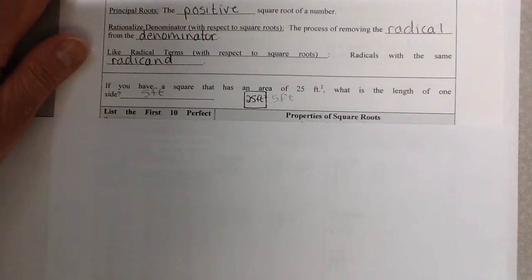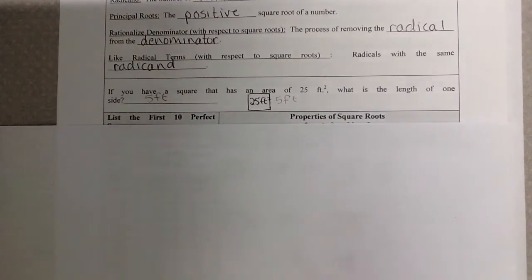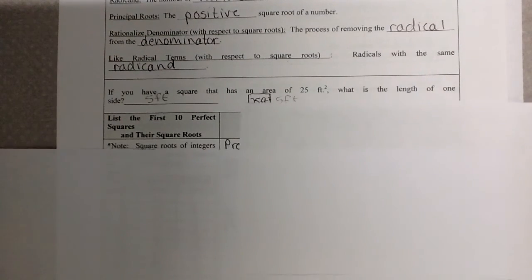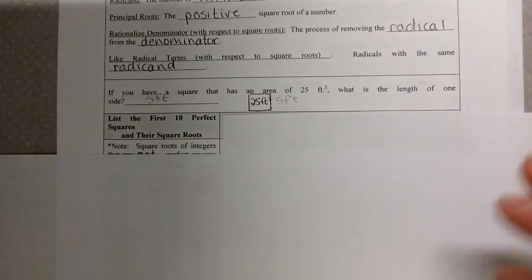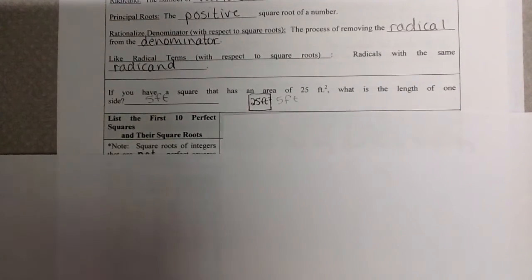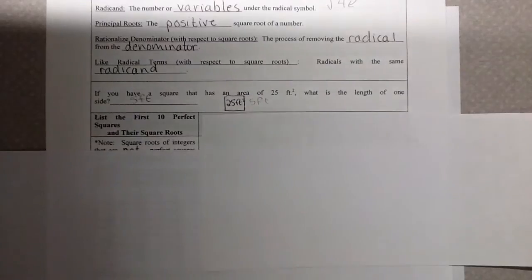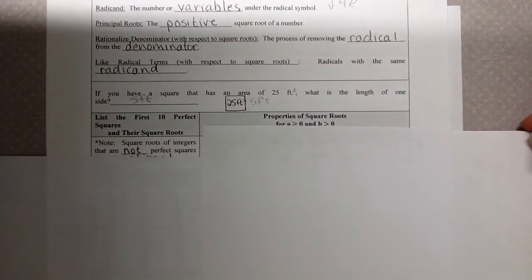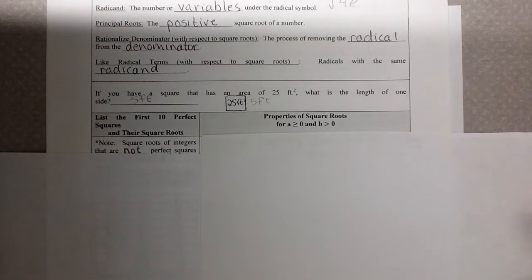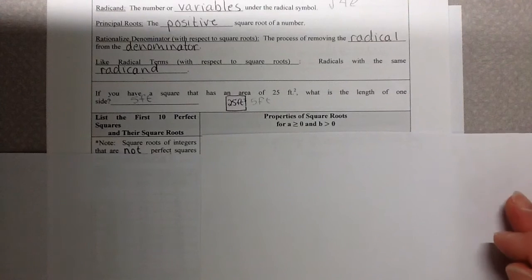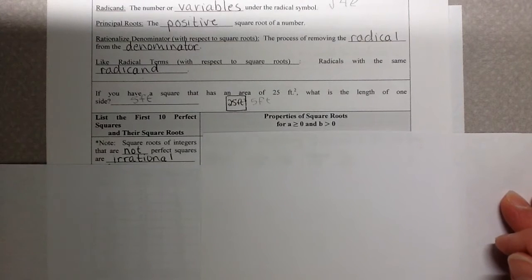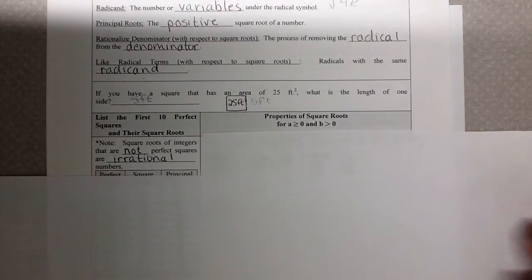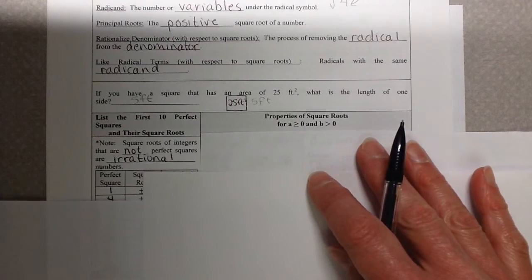Okay, now, we want to look at the first 10 perfect squares. So it's good if you can be able to identify those. And we can just start out basically by counting. Now, I just want to mention that square roots of integers that are not perfect squares are going to be irrational numbers. So let's just start listing some perfect squares. We can start with 1.